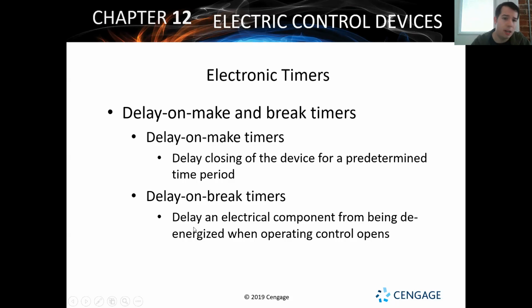So delay on break, delay an electrical component from being de-energized when operating control opens. The operating control that opens is the thermostat says, hey, we've got enough heat in the house, we're good. Go ahead and shut the electric or the gas furnace off. But the delay on break says, keep the blower motor on in the house, all right? Yes, we've got enough heat out in the house, but we haven't cooled off our heat exchanger or our electric heat strip enough. And we need to move a little bit more air across that until the temperature drops down on that. And that will be for a specific amount of time.